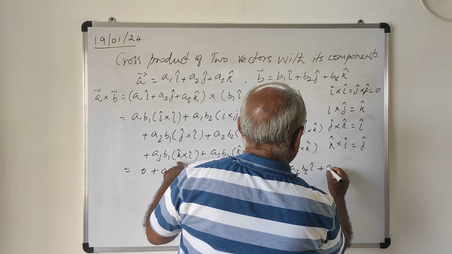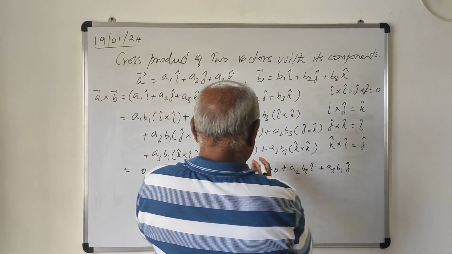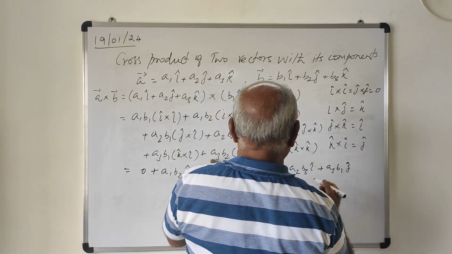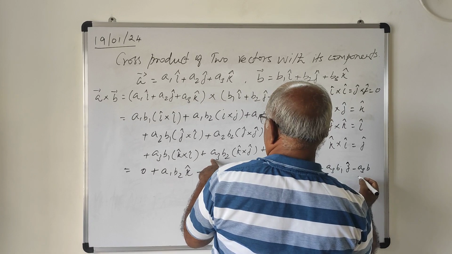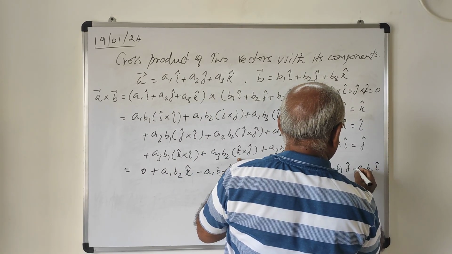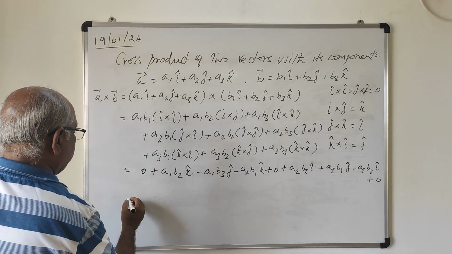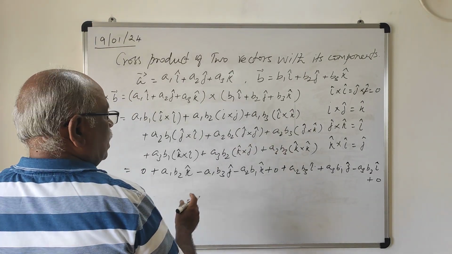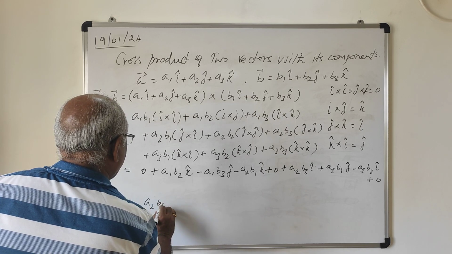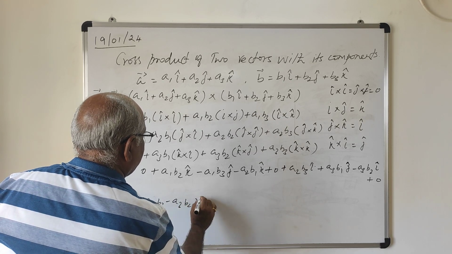So A3 B1 into K cross I is J. K cross J is minus I. Therefore, this is minus A3 B2 into minus I, which gives minus I. And K cross K is 0. That's all about the terms. Therefore, what do you get? You get A2 B3 minus A3 B2 into I vector.